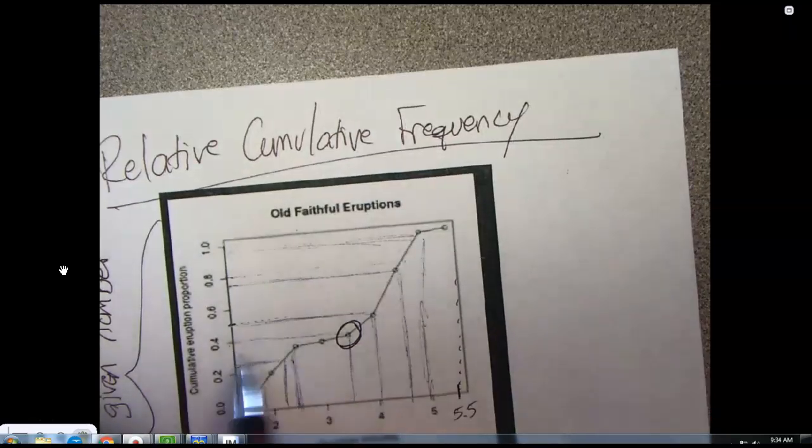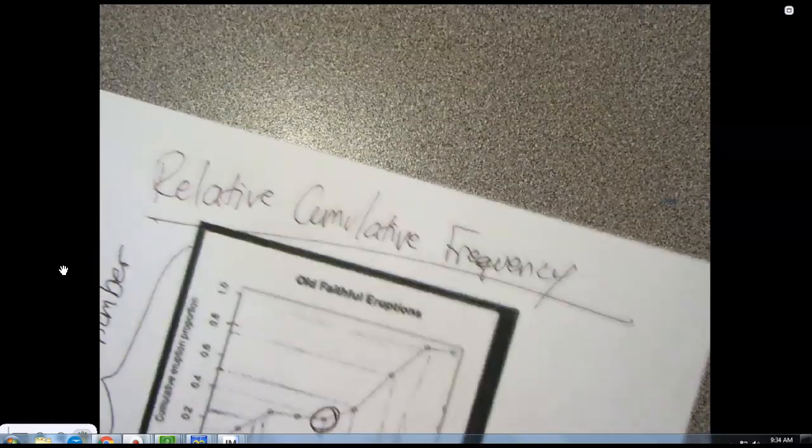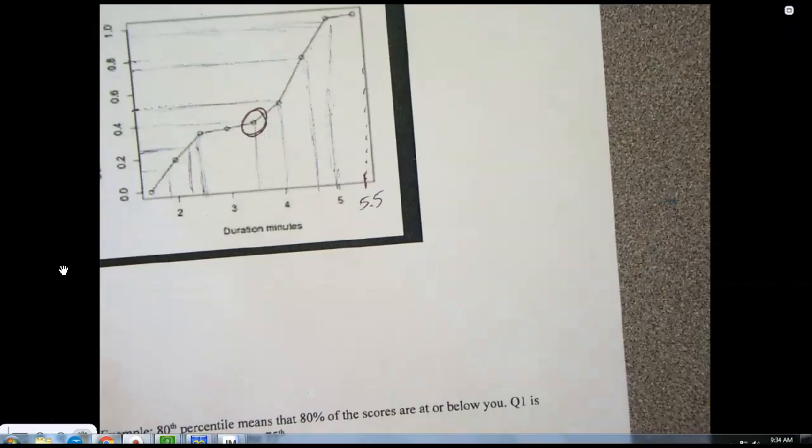Like 2.25. Yeah. It goes from 0.2 to 0.4, so it's in the middle. It's going to be 30 something.